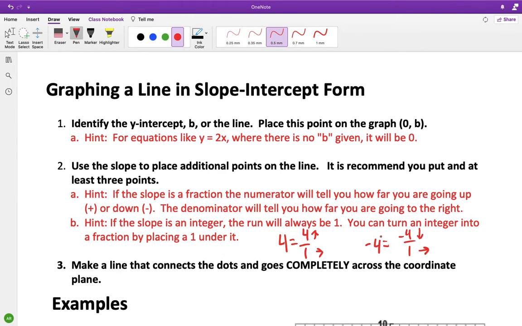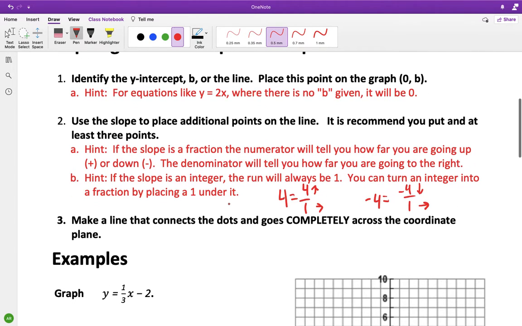So a couple hints to keep in mind. When you're done, make a line that connects the dots and that goes completely across the coordinate plane. A lot of students will make these little fragments of lines. Make the whole line. Just make it cover the whole graph. Especially if you're doing this on paper, you can find a straight edge. It doesn't have to be a ruler. It can be a book. I've seen kids use pens. I've seen kids use phones. I mean, anything that's a straight edge, a piece of wood, doesn't really matter. A cardboard box, you get the idea.